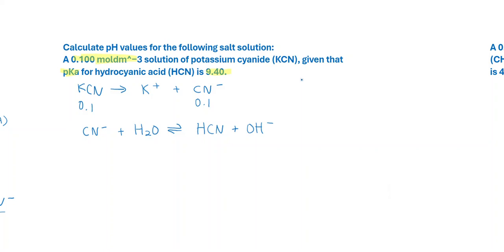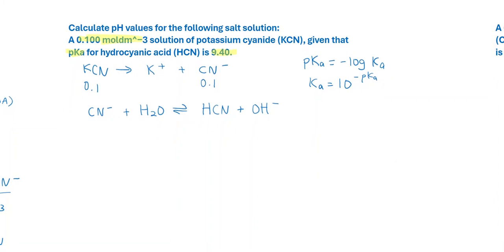pKa equals the negative log of Ka, and Ka equals 10 to the minus pKa. So it's important that you know your logarithm rules. So then our Ka will be 10 to the minus 9.40, and if we calculate this, you'll get 3.98 times 10 to the negative 10.